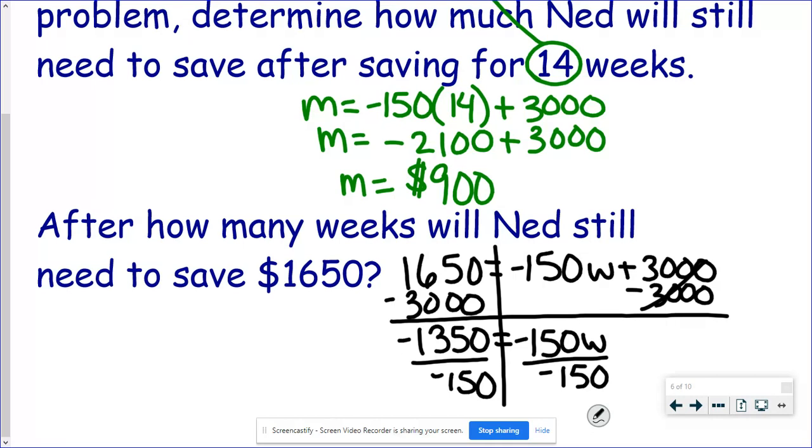So that's going to give me 9, and I kind of ran out of space there, so I'm going to write it over here. 9 weeks. So when he hit 9 weeks, he had 1,650 left to save.